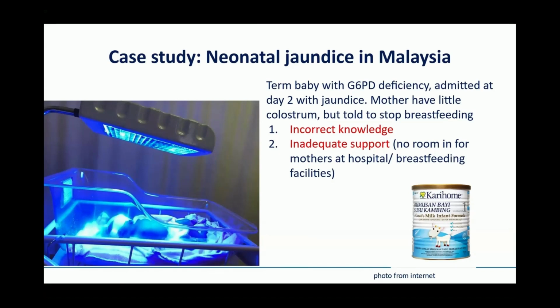Many will go on to give formula milk because they feel that an artificial milk substitute will help with the jaundice. This is incorrect knowledge in the communities, as well as inadequate support. For example, this child will be admitted to our nurseries, but the mother is not roomed in for breastfeeding. There's nobody to guide her how to direct latch while the child is under the phototherapy light.